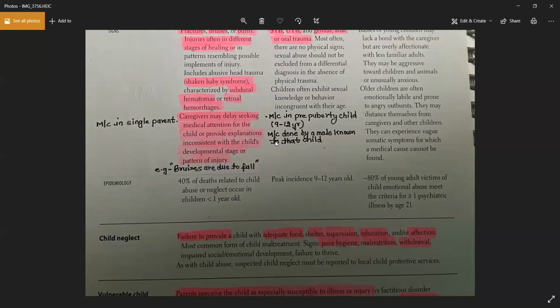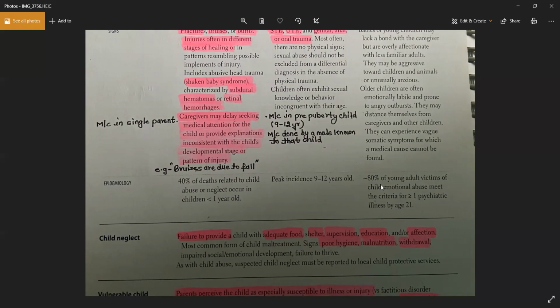Then you have the epidemiology: 40% of deaths related to child abuse or neglect occur in children less than 1 year old. They can ask you this same fact, so remember 40%, 1 year old. The peak incidence is between 9 to 12 years, which we had discussed already. The patient will always be a pre-puberty child.